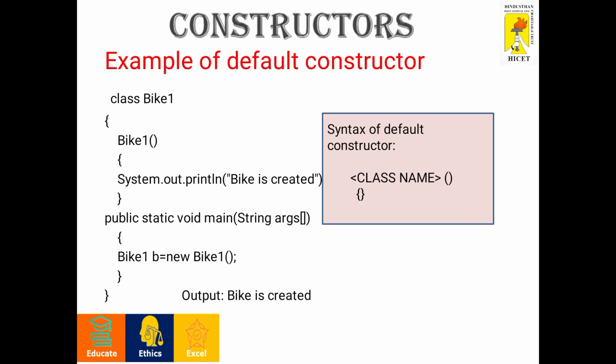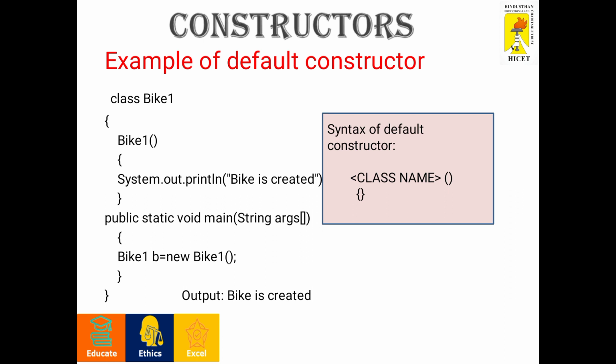And this is an example for a default constructor. Before this, we'll see the syntax of the default constructor. First, we need to mention the class name, and inside the curly brackets we need to write the code. Here there are no arguments. In this example, the class name is bike1 and the default constructor is bike1, and it will print the statement bike is created.